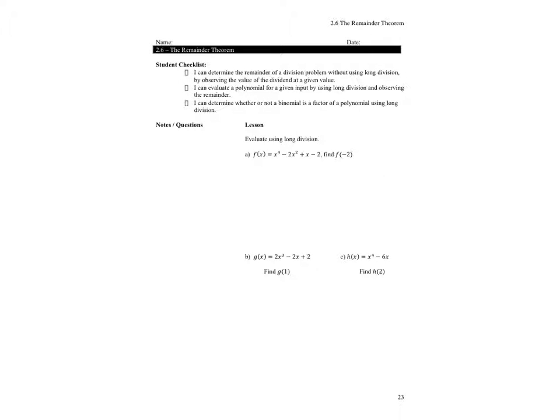All right, guys, notes for today are 2.6. This is the remainder theorem. It's a quick little rule to remember, and then we'll just move right on to synthetic division.